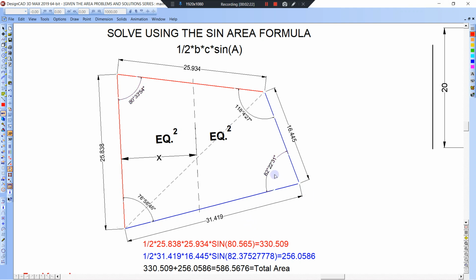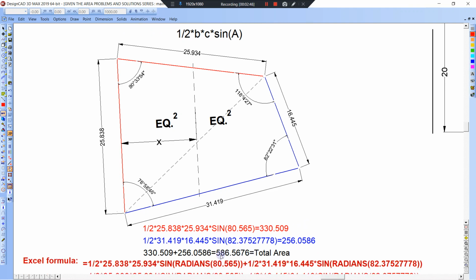Same thing here, we did the same thing. We got the angle 82.37527.8. And 1/2 of 31.419 times 16.445 times the sine of 82.377, you end up with 256. Add those two together and you end up with 586.5676 square feet of area.